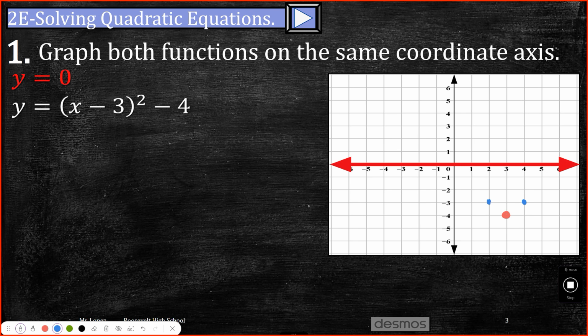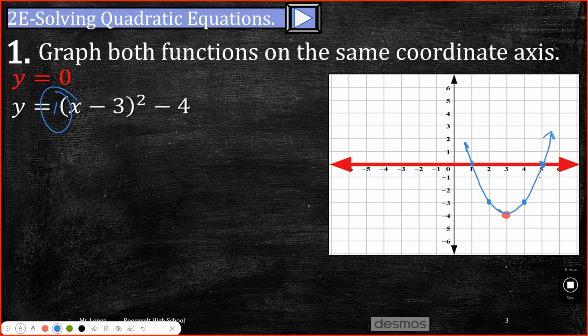To get the next point, because the a value is 1, you can just go ahead and do 2 squared. 2 squared is 4. So it's going to be over 2 and then up 4, so 2, 4. And so there's the graph here.